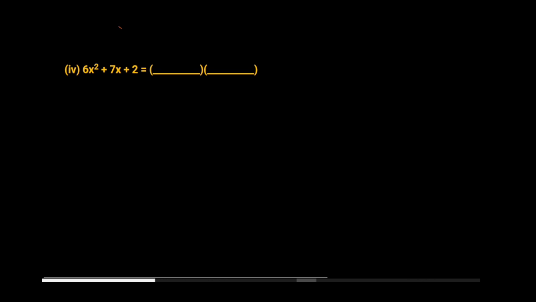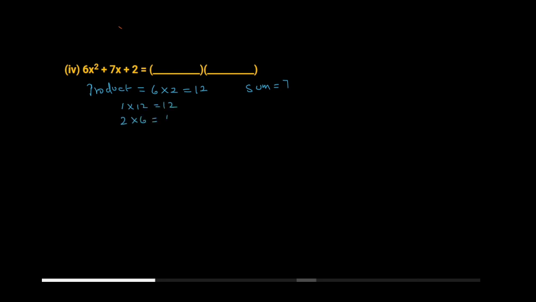Next, 6x squared plus 7x plus 2. Now, what is the product term? Product is nothing but 6 into 2, plus 12. Then sum is nothing but 7. So what are the factors for 12? 1 into 12, 12. 2 into 6, 12. 3 4s are 12. That's all. Now product is plus 12 and sum is also plus. So both the integers are positive integers.